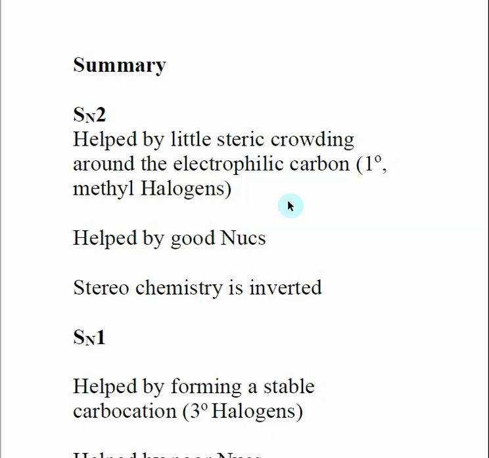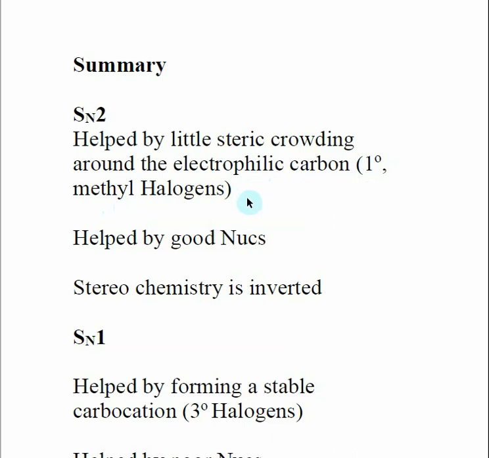This created a lot of steric crowding, so with larger groups around the center carbon, it became more difficult. SN2 reactions like our electrophilic carbon, remember, the one that's attached to the halogen, to have as few carbon groups attached to it as possible. So SN2 reactions tend to favor primary and methyl halogens.